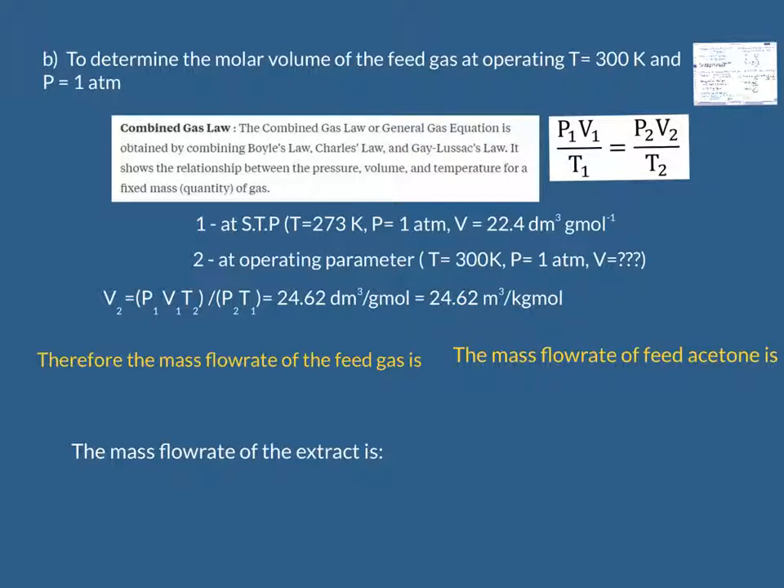So student, can you calculate the mass flow rate of the gas based on the data that we have in the previous calculation?